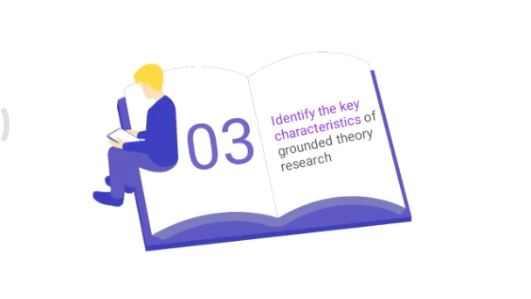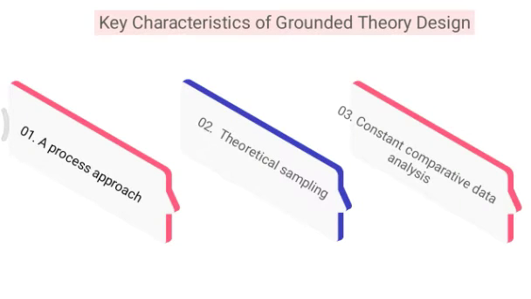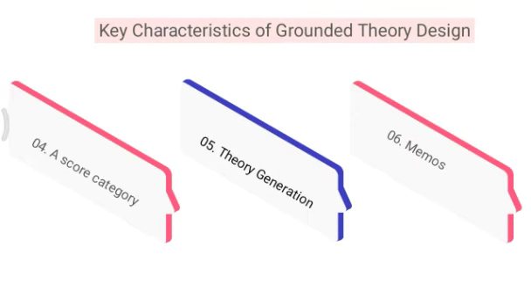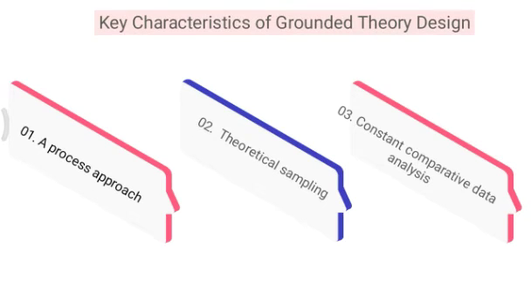Next, go to the third content, which is identify the key characteristics of grounded theory research. Actually, there are six key characteristics of grounded theory design. The first one is a process approach, and the second one is theoretical sampling. The third is constant comparative data analysis. Fourth is core category, and then theory generation, and the last key characteristic is memos. I will tell you about the key characteristics one by one.